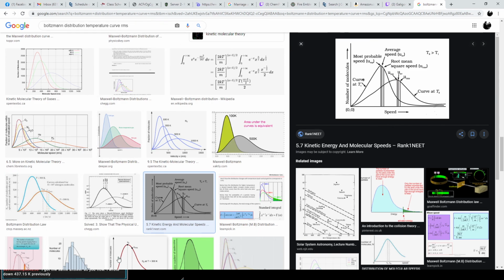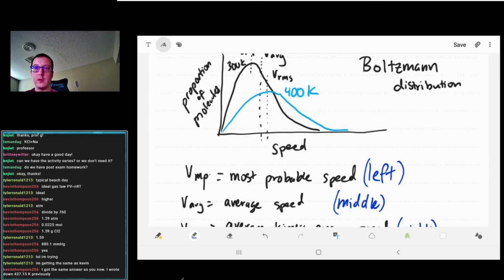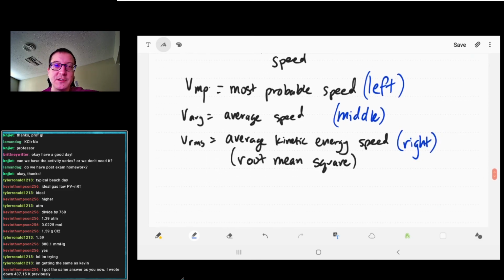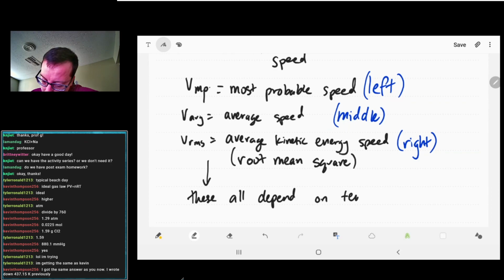Okay, so switching back to our normal thing, these would all get shifted up at higher temperatures. That makes sense, right? Temperature measures kinetic energy. Kinetic energy is related to speed. And so moving the temperature up increases all of these. Hooray.